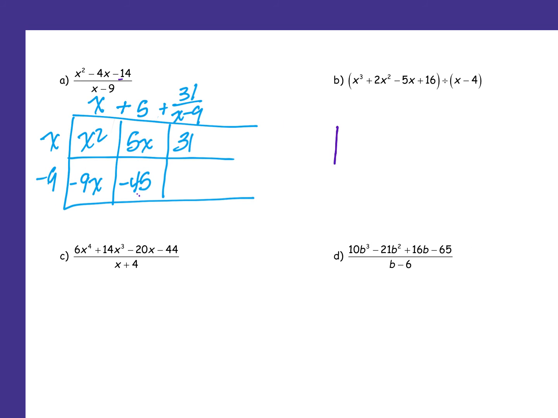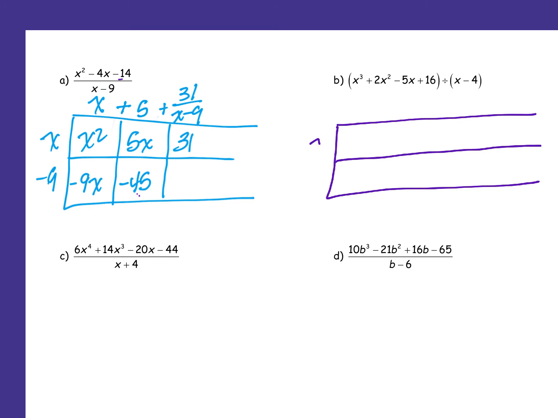So in part B, sorry my lines are not straight, but I can't draw a straight line. So x cubed. I'm going to start by multiplying x squared times x, which is x cubed. Negative 4 times x squared is negative 4x squared. And then what do I add to negative 4x squared to get 2x squared? I think that's 6x squared.